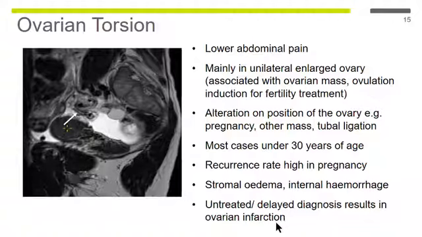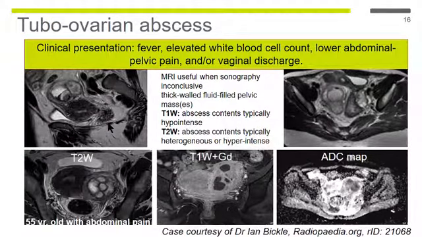You can get ovarian infarction and lose the ovary. On MR, you see this classical kind of whirl appearance of the ovarian pedicle, and that is really pathognomonic of an ovarian torsion. A tubo-ovarian abscess similarly presents with fever, elevated white blood count, and vaginal discharge.